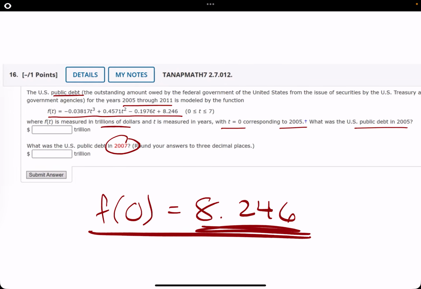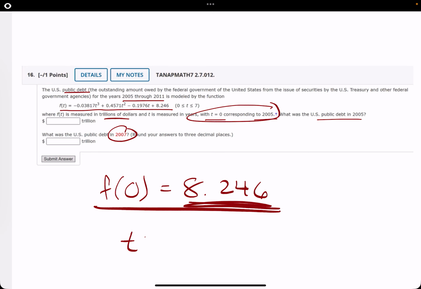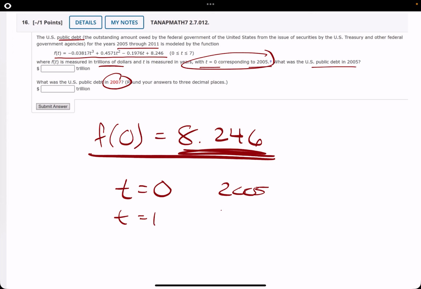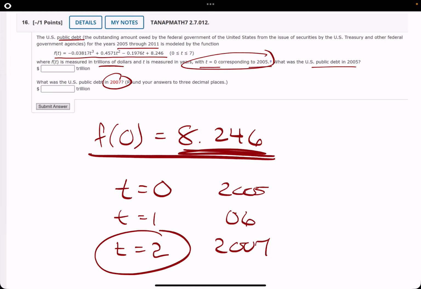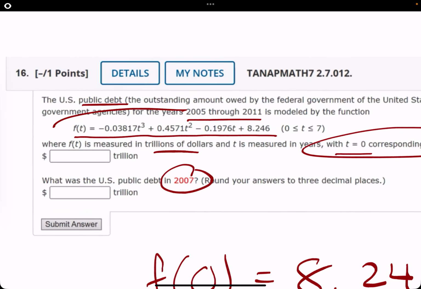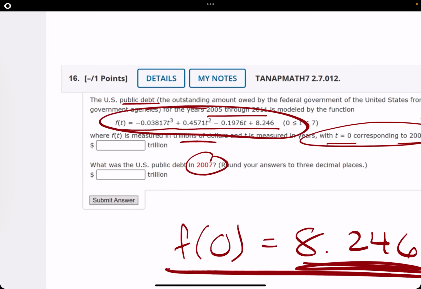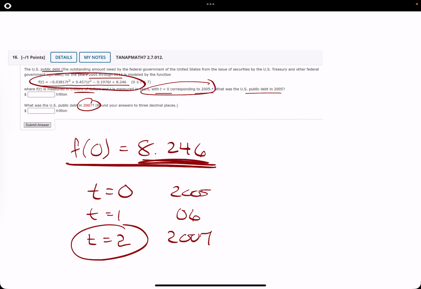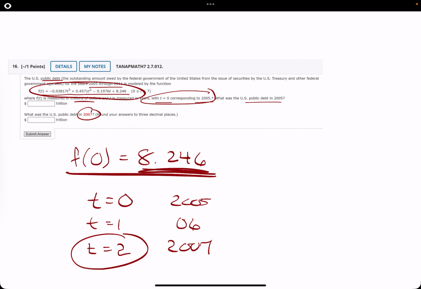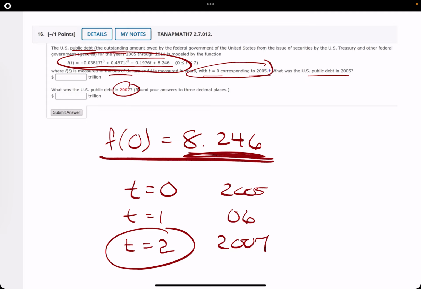2007 means 2 years after 2005. So if time 0 is 2005, then time 1 is 2006, time 2 is 2007. So we plug in t equals 2 to this equation, and we get that output. I am not going to do that because you can plug things in on your own. You got that. That's the whole practice quiz, or practice unit 2, whatever.